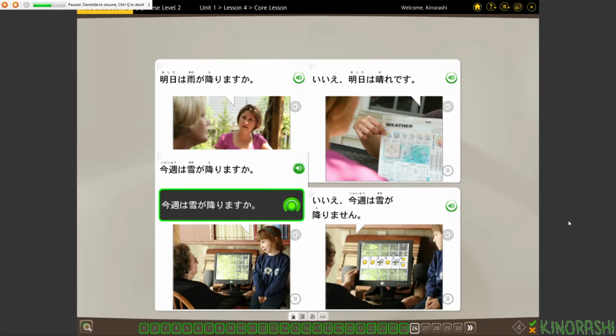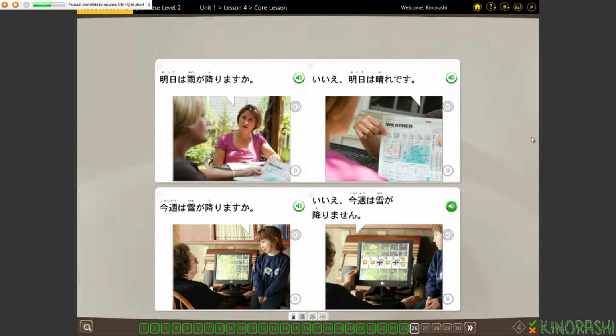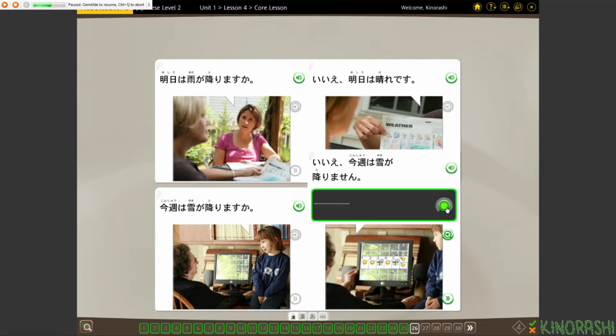今週は雪が降りますか？いいえ、今週は雪が降りません。I want to point out something else that should have probably been a giveaway. Notice this symbol in here. This symbol by itself is ima, which is like now, and this symbol with the sun symbol next to it is the word for kyo, or basically today. So that should have been a giveaway.